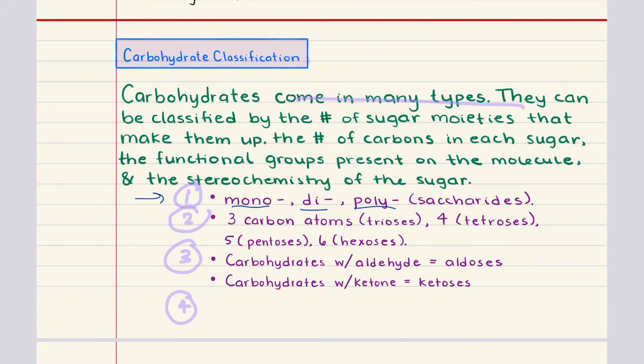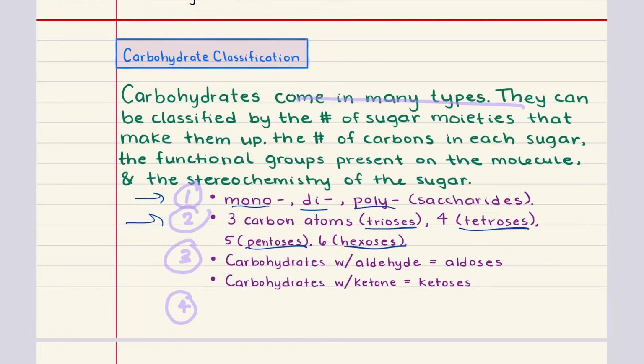Next, we can classify them by how many carbon atoms are in the backbone of each sugar. A sugar with 3 carbon atoms is called a triose. 4 carbon atoms is a tetrose. 5 carbons, pentose. And 6 carbons, that's a hexose. And hexose is one of the most common types in the body. So for example, glucose is a hexose.